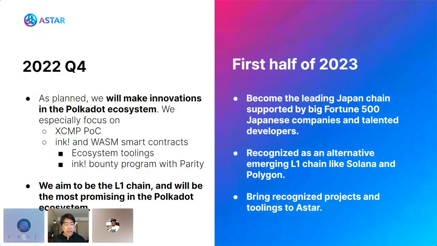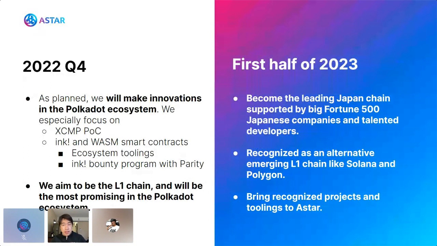So we're gonna make ecosystem tooling, and I'm talking with Parity to make an Ink bounty program. I think the Ink bounty program is going to be big, and we're gonna support projects that are using Ink. And we aim to be the number one leading chain in the Polkadot ecosystem by the end of this year. And next year, I'm going to focus on Japan, and we would like to make the leading Japanese chain supported by big Fortune 500 Japanese companies and talented developers.